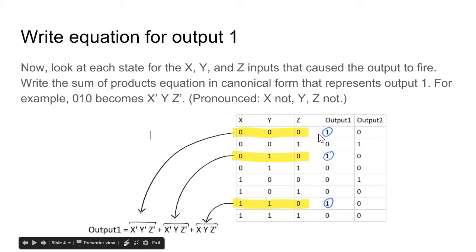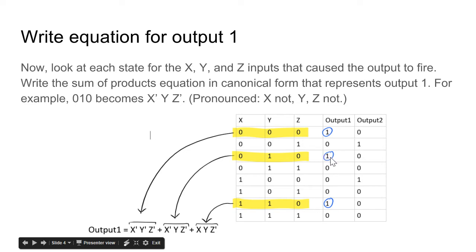And this literally is a sum of products in that this is a product, and then we've got 2 other products for the other 2 cases in which output 1 fires, and then we add them all together. So we'll see how that converts into circuitry later on.